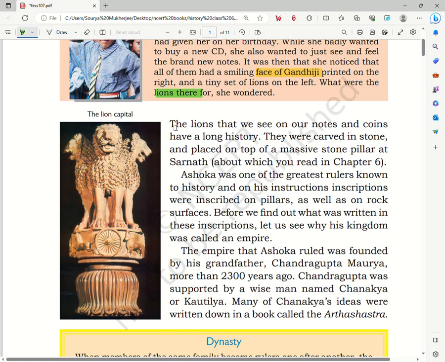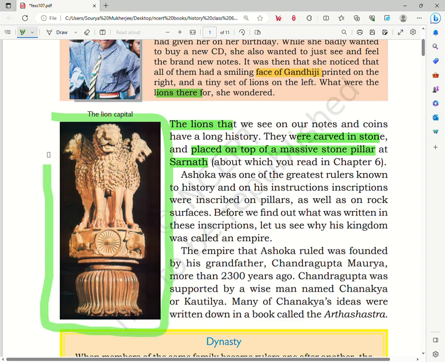So let's start. The lions that we see on our notes and coins have a long history. They were carved in stone and placed on top of a massive stone pillar at Sarnath. So guys, here in the picture you can see that this is the lion capital that we see on our currency coins and notes. So this was actually the top of a very large pillar, and the pillar was situated at Sarnath.